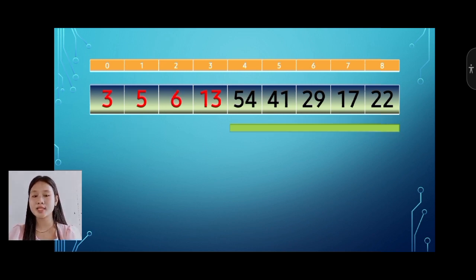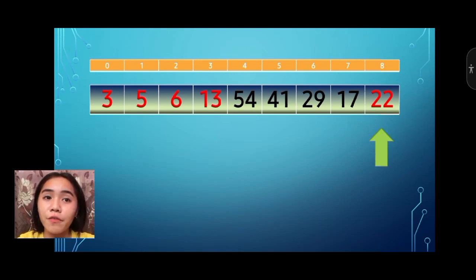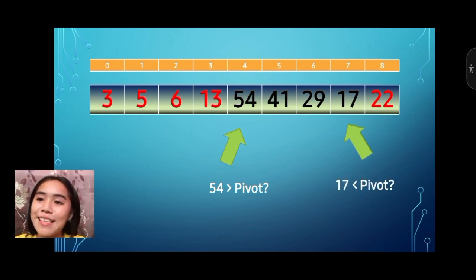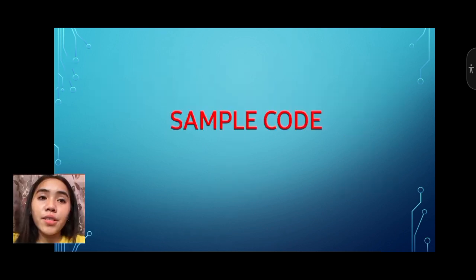Now we can see that the whole left side of the list is sorted, and we have 5 items on the right to sort. So we're going to choose a pivot at the rightmost item, number 22. We have 4 items to compare against. So we'll start with 2 pointers, 1 at each end. Is 54 greater than the pivot? Yes, it is.